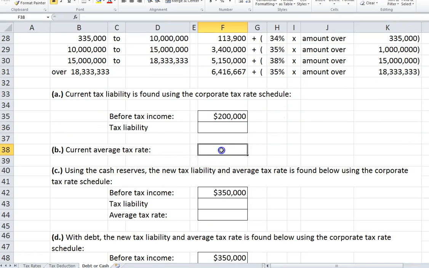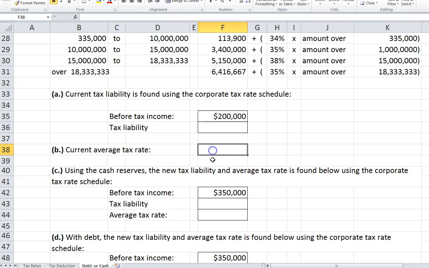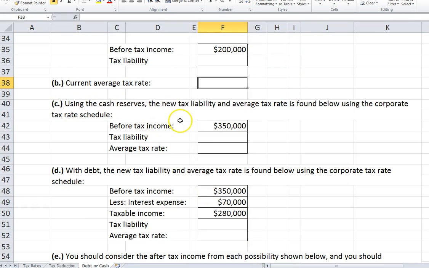Then B, calculate the average tax rate. We did that over here, so I want you to calculate that here. C, using the cash reserves, the new tax liability and average tax rate is found below using the corporate schedule. So in this example, we're basically saying if we use the cash reserves, what would be the new tax liability and average tax rate? So again, you'd have to calculate the tax liability on $350,000 and then the average rate.